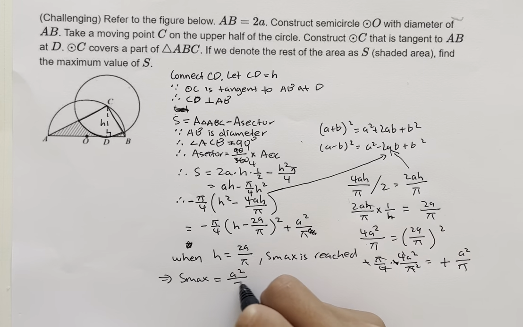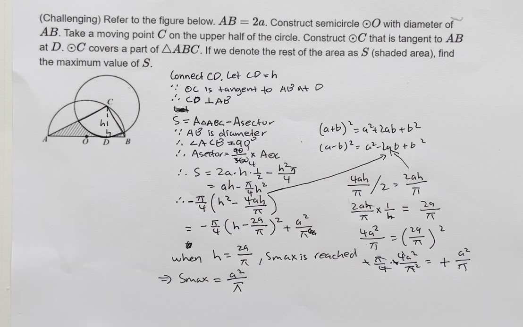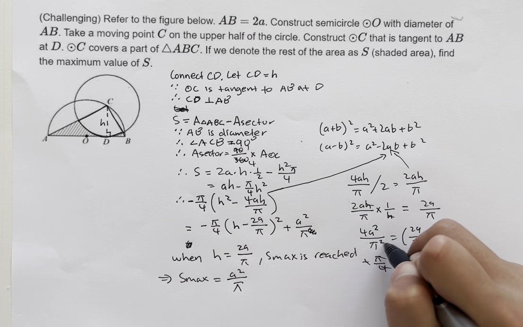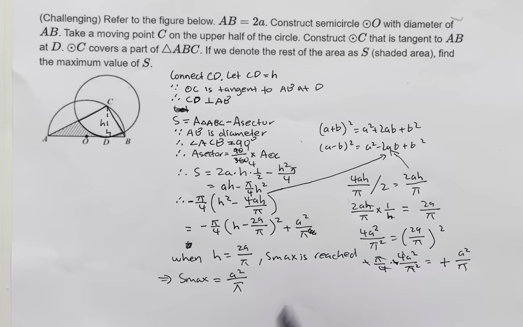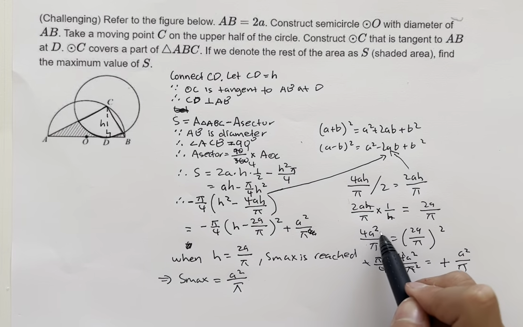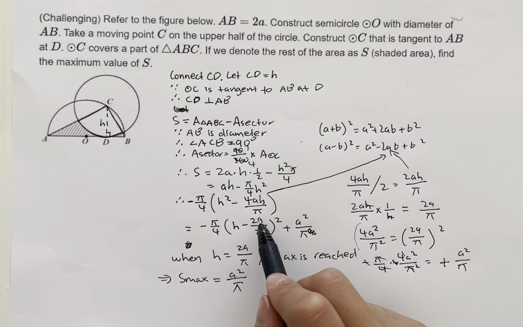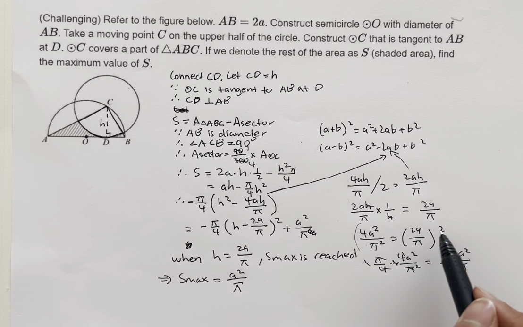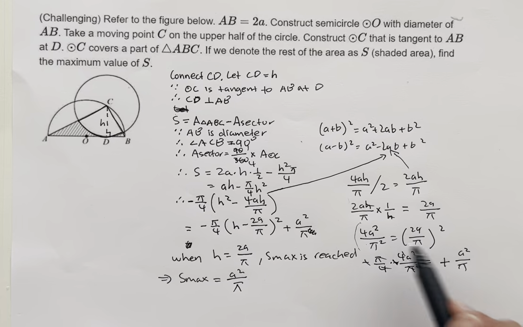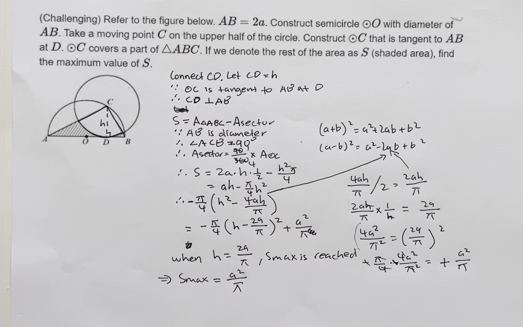No, a squared over pi. Okay, I made a little typo here. It's going to be a squared over pi. Then for this part, it's going to be 4a squared over pi squared, because negative 2a over pi squared equals 4a squared over pi squared. So that is how you solve this problem.